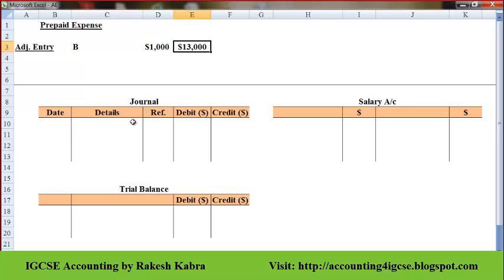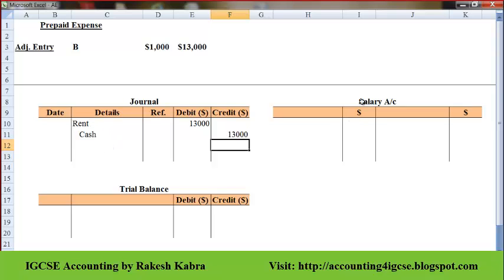So see what entry I will pass in the journal. As I paid 13,000, see what entry I will pass. Rent is my expense, so the rent account will be debited, and I paid cash, so cash decreases, and a decrease in an asset means credit. How much rent did I paid? 13,000 is the entry for that rent paid.